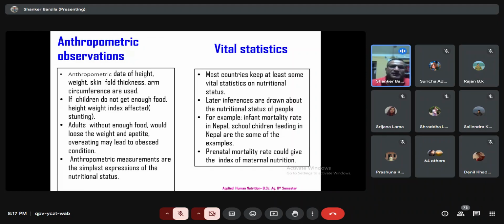Okay, so vital statistics means nationally designed statistics or collected statistics through the census. But in anthropometric observations, they are simply the surveys. Okay, then you know the meaning of survey and census, right?